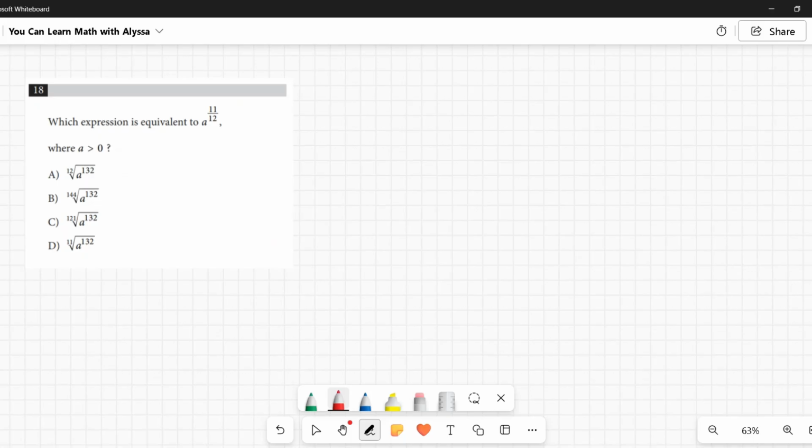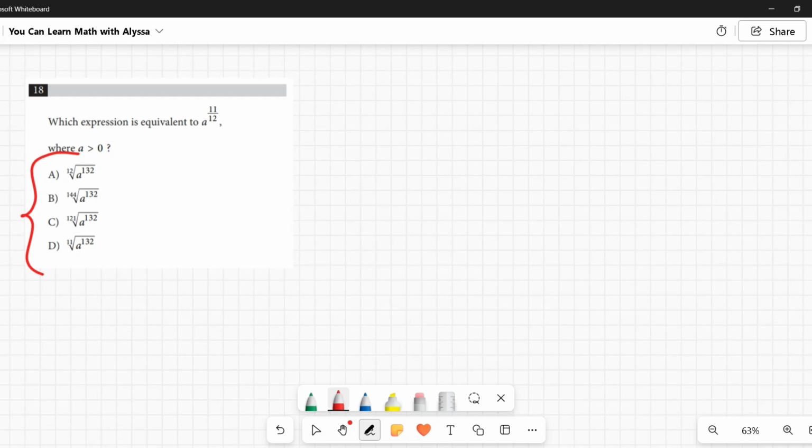Number 18, which expression is equivalent to a to the power of 11 twelfths where a is greater than 0? There are two different mathematical principles they want you to be familiar with for this one. The first is what a fractional exponent is, what it means, how we convert it to a root. We need to know this because all 4 of our possible answers are roots.